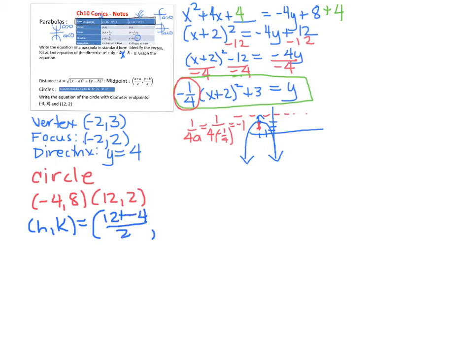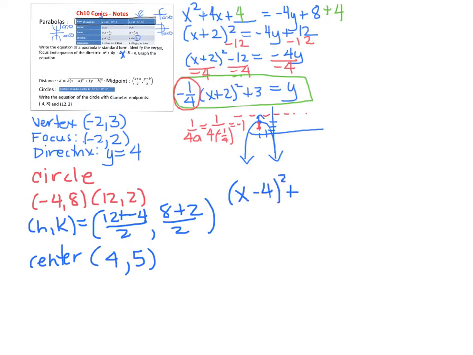by 2. I take 8 plus 2 and I divide by 2. So 8 divided by 2 is 4, 10 divided by 2 is 5. That is going to be the center of my circle. We call that center (h, k). So far I know that (x - 4)^2 + (y - 5)^2 is going to equal r^2. What I don't know is r yet.